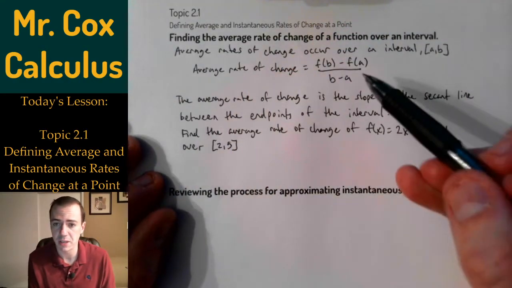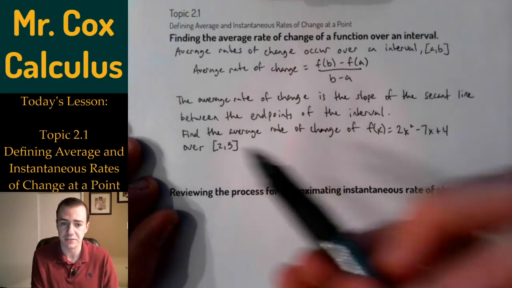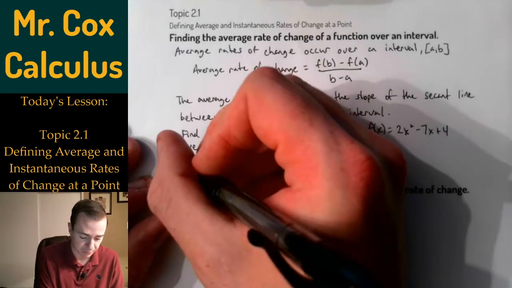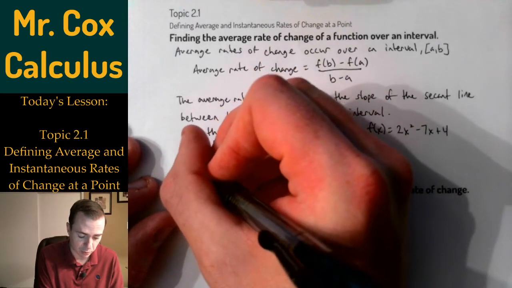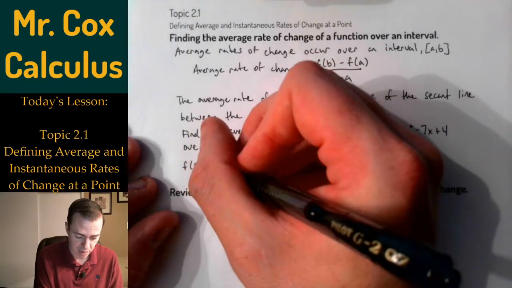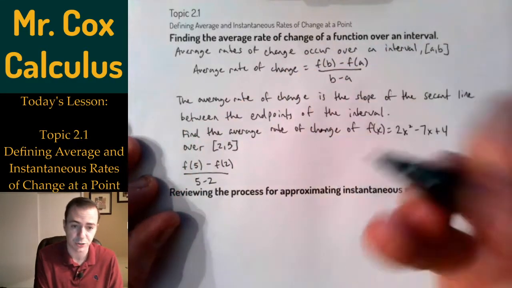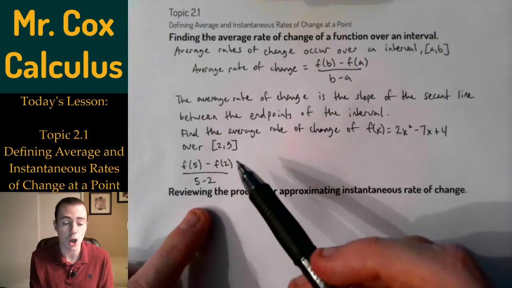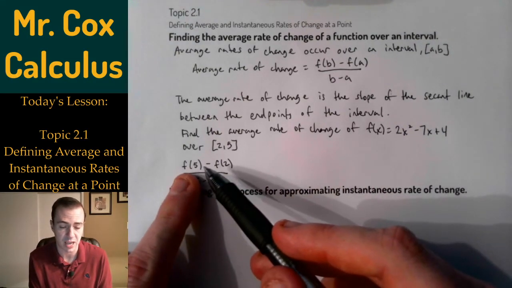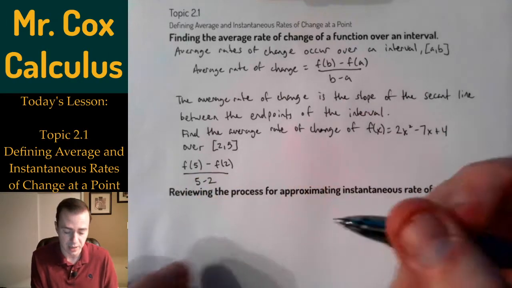Well, I know just by looking at it, since I'm talking about average rates of change over this interval from 2 to 5, that the expression that will find that for me is going to be f of 5 minus f of 2 over 5 minus 2. So the next things that I'm going to need to know in order to evaluate this is I need to know what f of 5 is, and I need to know what f of 2 is.